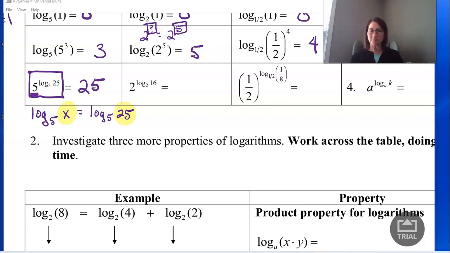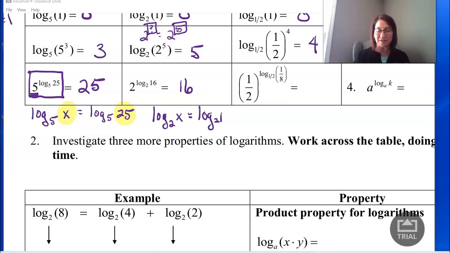Okay? Let's see for the next one. The next one is going to be equal to 16. Because if I convert that from exponential form to logarithmic form, it would be log base 2 of x is equal to log base 2 of 16. And so x has to be equal to 16.